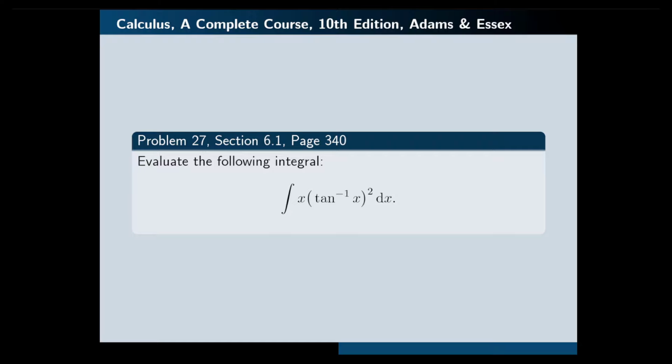Hello, in this video I'm going to solve the following problem for you. Evaluate the following integral. Integral x multiplied by tangent inverse x squared. It would be a good idea if you pause the video at this point and try to solve the problem yourself first. If you do your calculations correctly, the answer you will get is as follows.